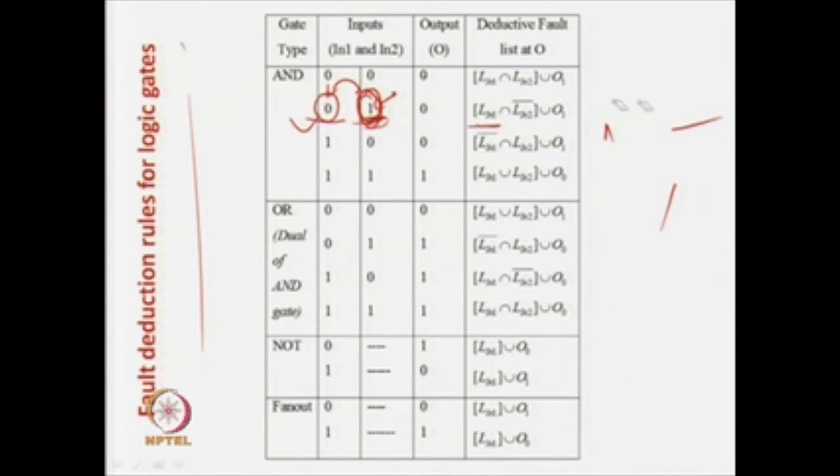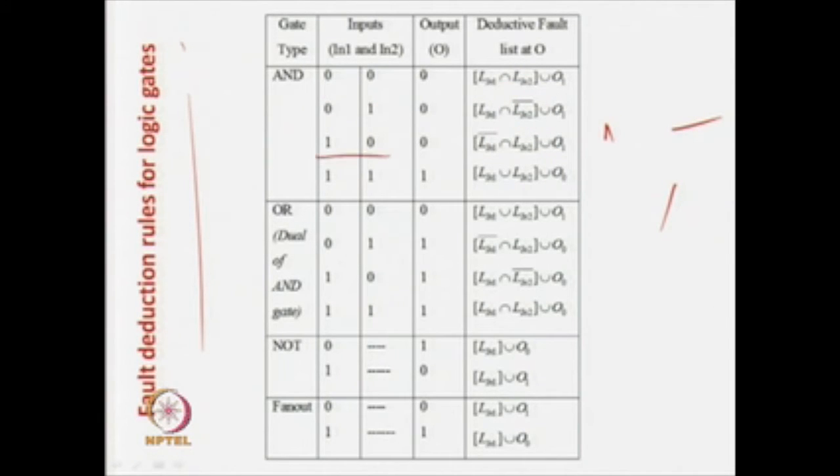So, how do we write this? We write it in a very simple way. We say L1 intersection L2 bar, that whatever is here will be propagated, whatever is here will not be propagated, and obviously the output is 0. So, a stuck-at-1 fault will also be detectable. This is the propagation list, and this is the fault at the output of the gate, which is detectable because the output is 0 for this input.